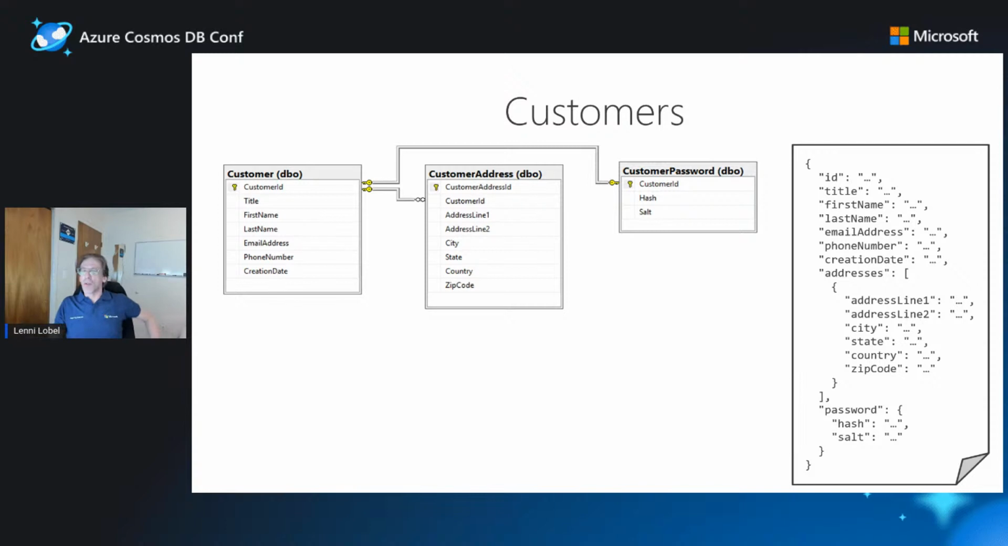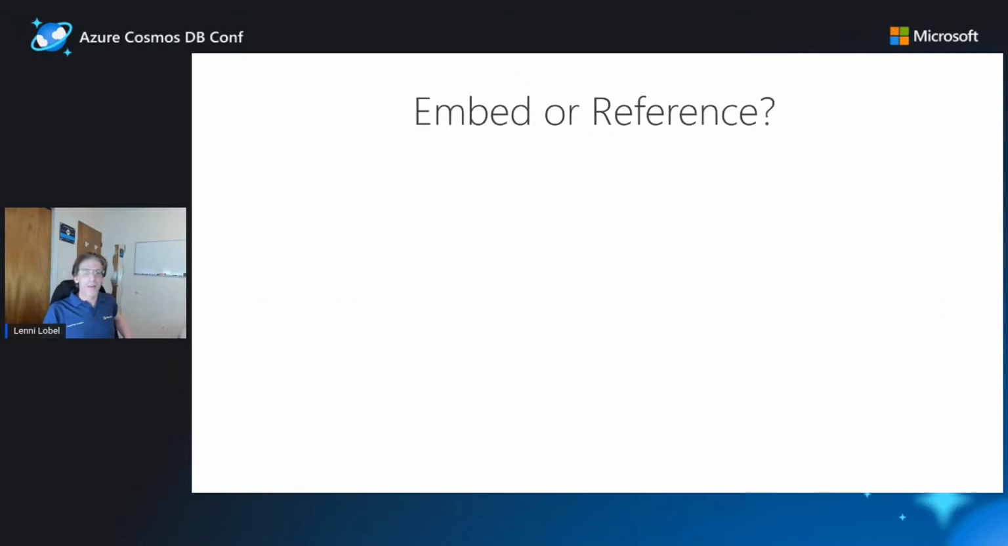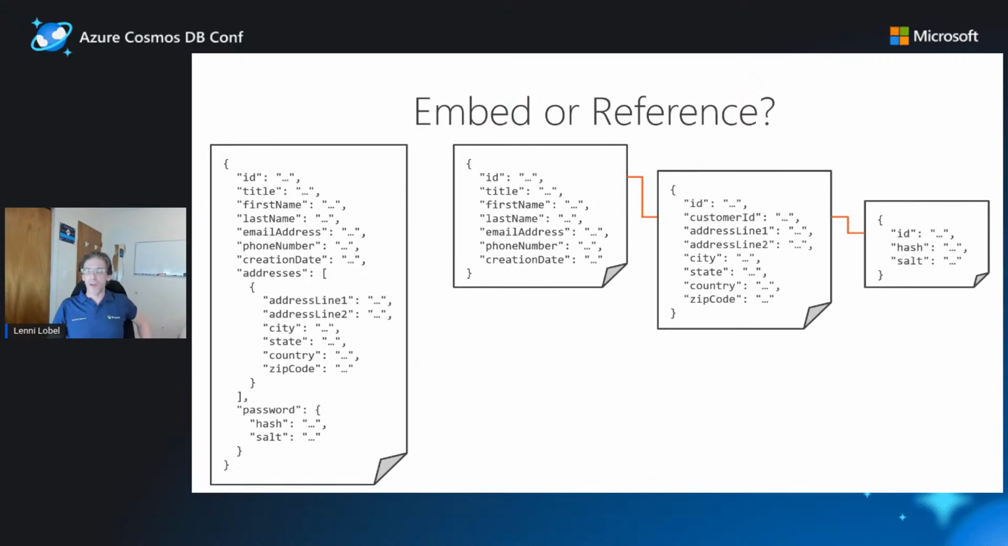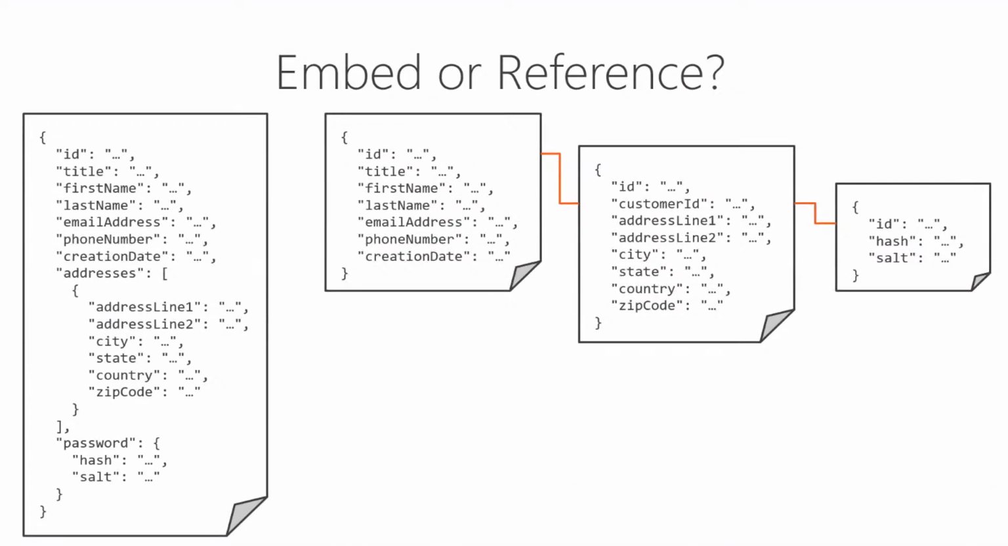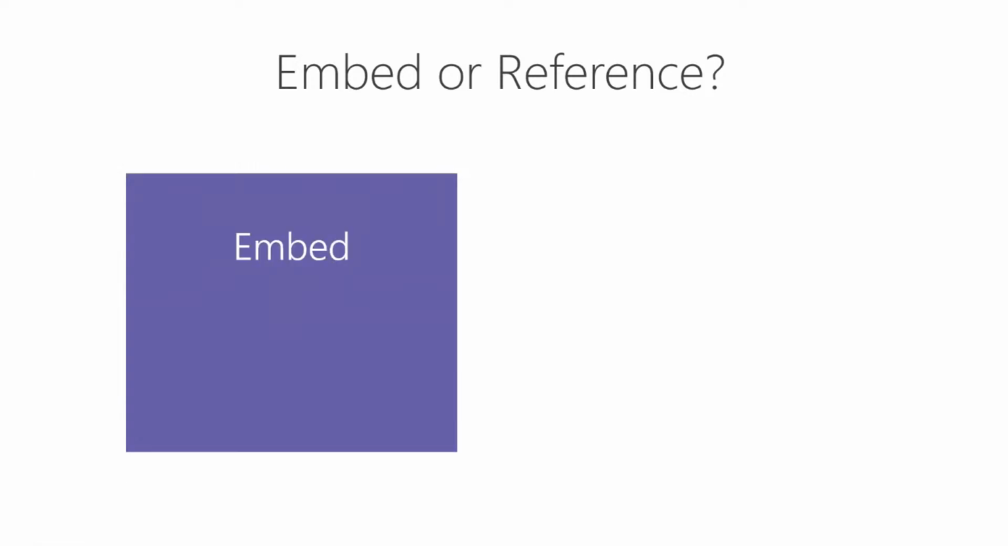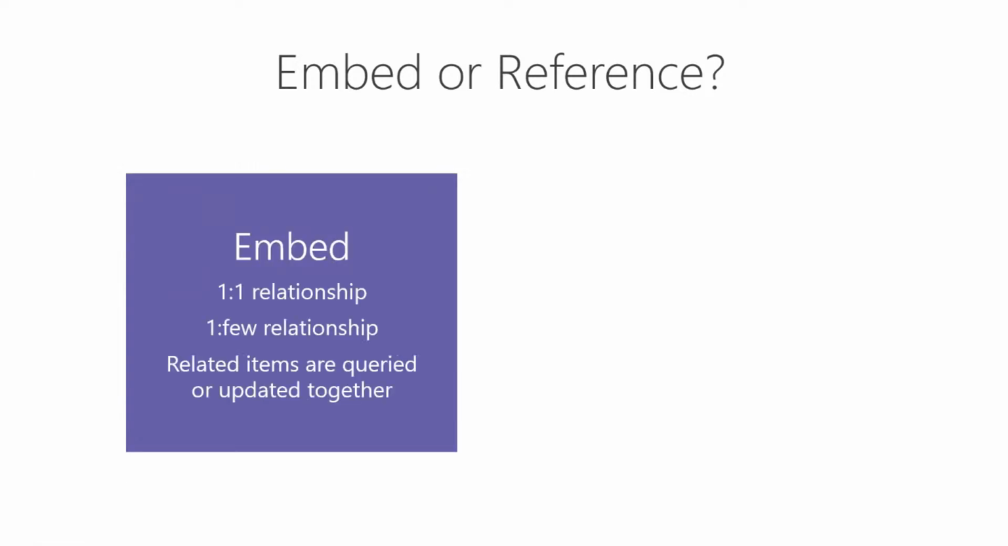So the question is, is it appropriate to do this? Do you embed like so, or do you reference like so? This is a very typical question that you'll ask during this process. The rules aren't hard and fast, but the general rule is, if you've got a one-to-one relationship like we have in the case of a password, or a one-to-few relationship like you have in the case of addresses, then it would be reasonable to embed. What is one-to-few? In the relational world, there's no such thing. It's either one-to-one or it's one-to-many. And even if it's two or more, it's considered one-to-many.